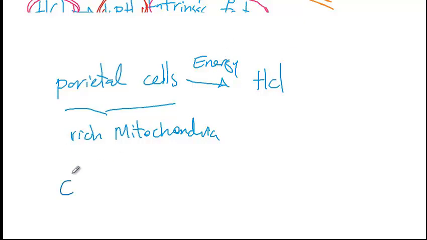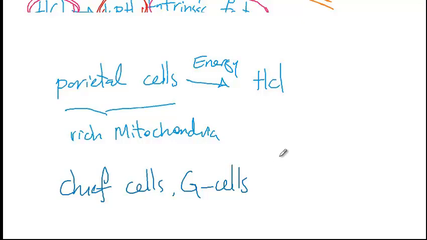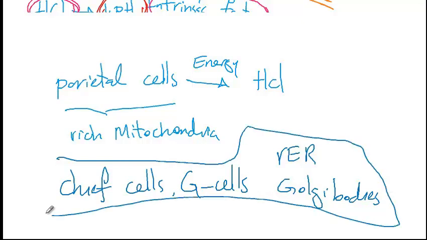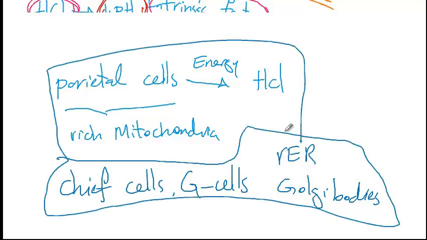And then the other cells, like for instance chief cells or G cells or the mucus producing cells, these require a lot of rough endoplasmic reticulum as well as Golgi bodies in order to produce different proteins. And so therefore, depending on their needs, the proportion of the type of organelles that you find in different cells could be different. So remember, parietal cells have more mitochondria because they need to produce more energy.